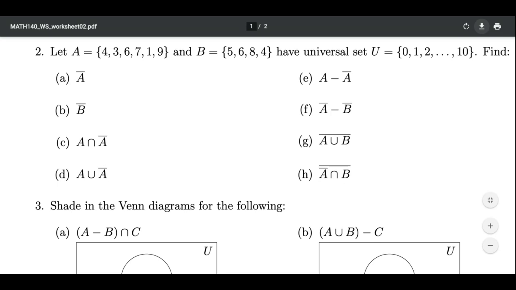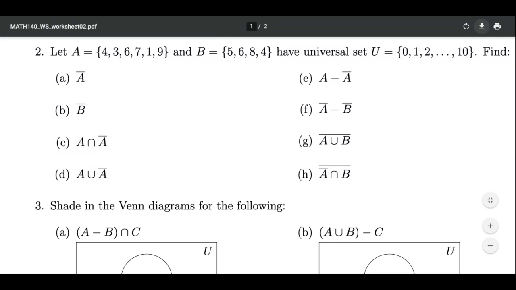Oh, I'm going to call people, Jinqi. You are trying to answer the first one? Oh, A. Okay, let's say Jinqi. So the complement of A, we have to look at the universal set. Universal set is whole numbers from 0 up to 10. So the complement of A means the members not in A, but in the universal set U, which are 0, 2, 5, 8, and 10.